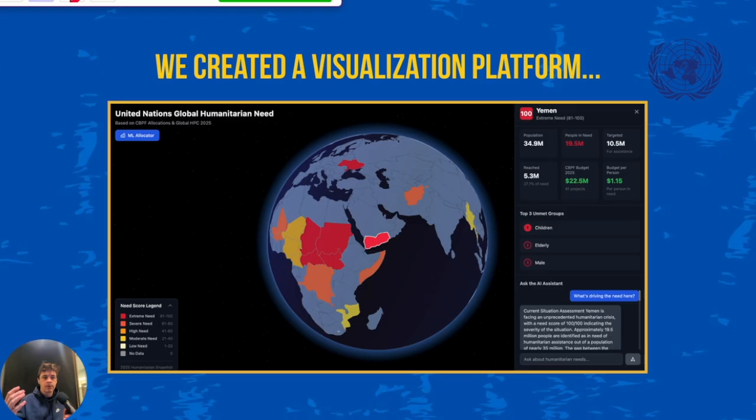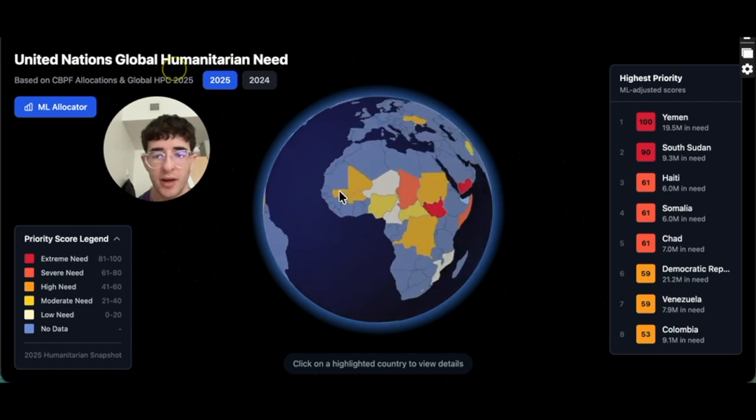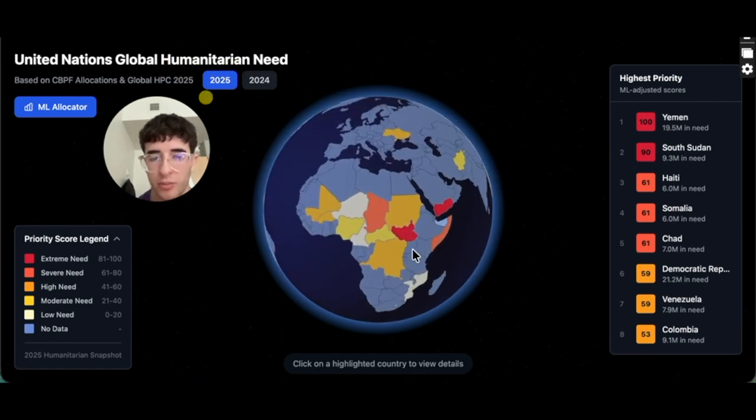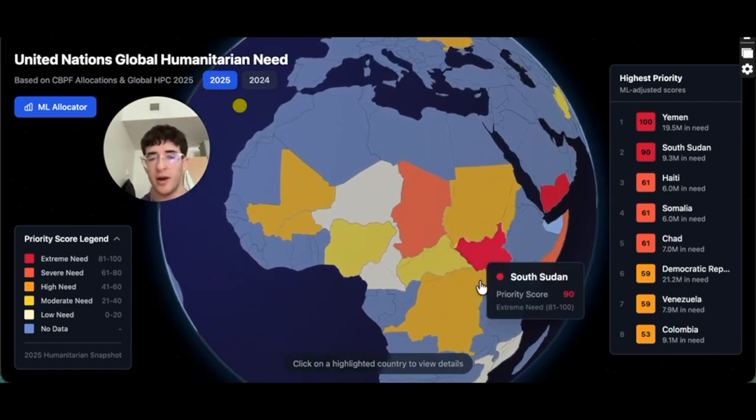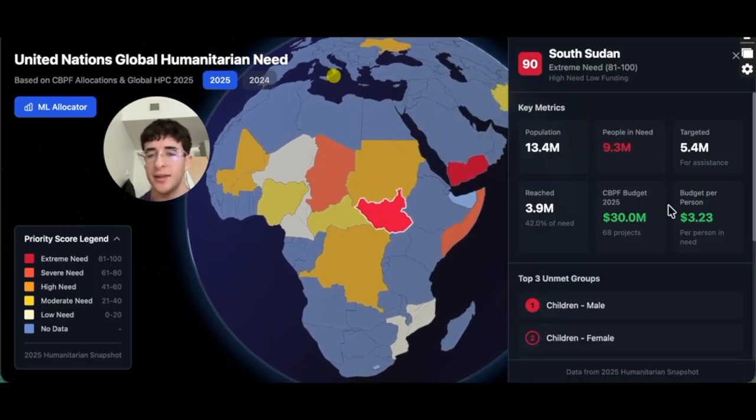So to help explore this further, we created a visualization platform. Is that a siren? I didn't know that it was illegal to make something this good. We are the United Nations Global Humanitarian Need Visualizer. Essentially, here we have a 3D globe that you can spin around. Don't do it at work, though, because you'll get in trouble. Now, if you zoom in, you have all the countries. You can click on any arbitrary country of your choice that is highlighted.